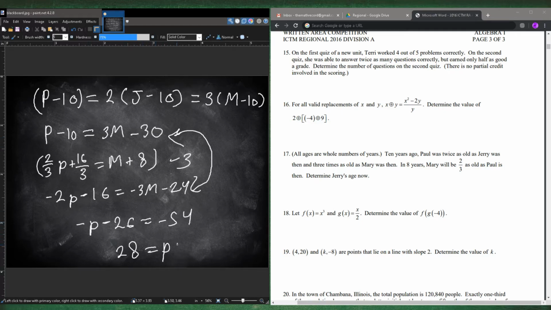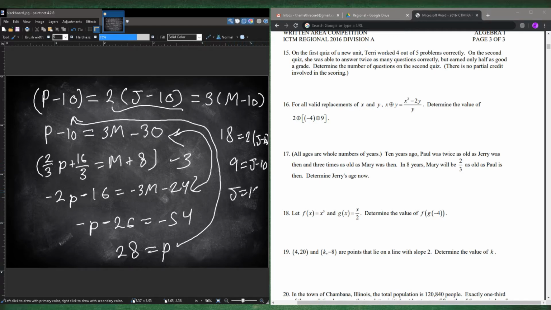So let's plug this back into this equation. 28 minus 10 is 18. So 18 is equal to 2 times parentheses Jake minus 10, right? So 18 divided by 2 is 9. So Jake minus 10 is equal to 9. So Jake is equal to 19 years old right now. So the answer for number 17 is 19. Basically just that. That's all you have to do.